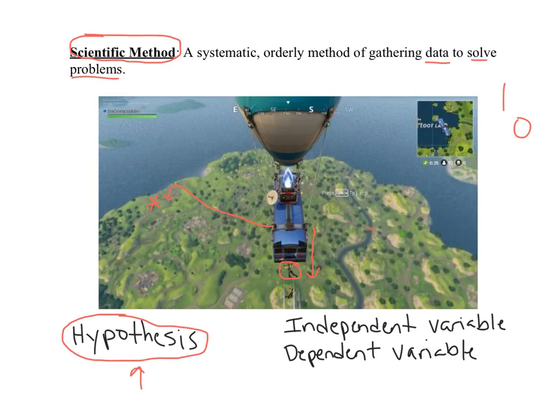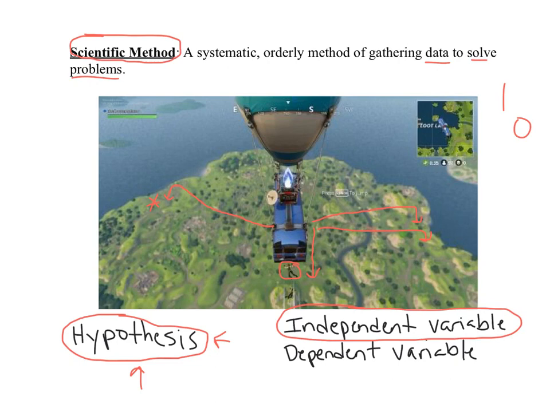Well, that is what I actually do when I play. Every single time I play, I fly as far away as I can. That is what I'm testing. That's my hypothesis. I think that the farther away you fly, the better. So what I'm testing, that's called my independent variable. I am testing what happens when you fly as far away from the bus as possible.